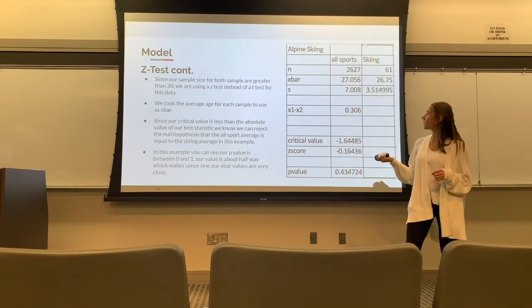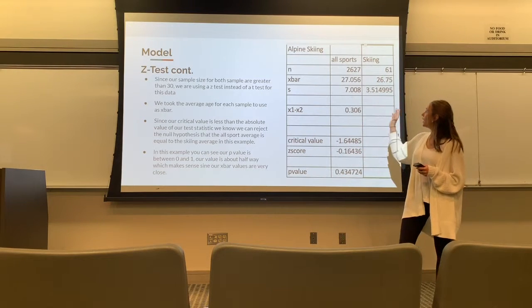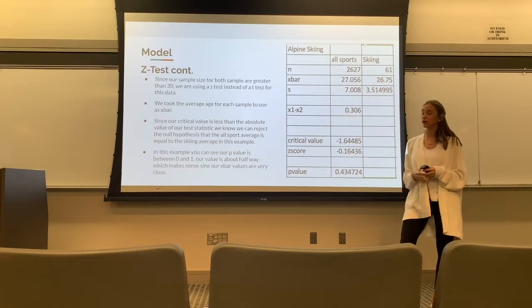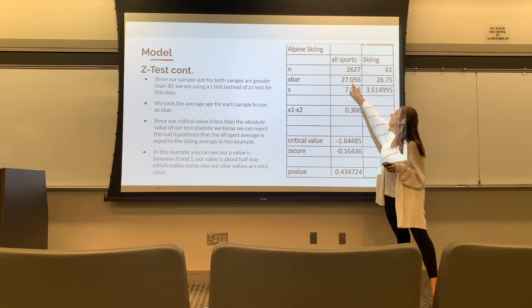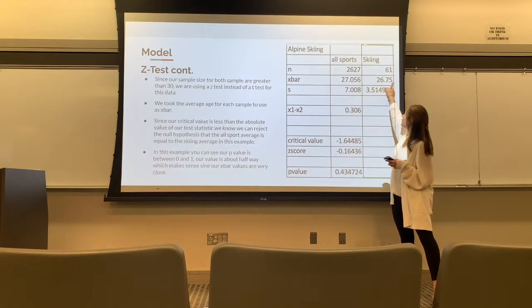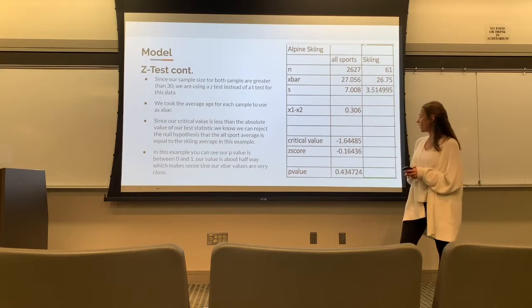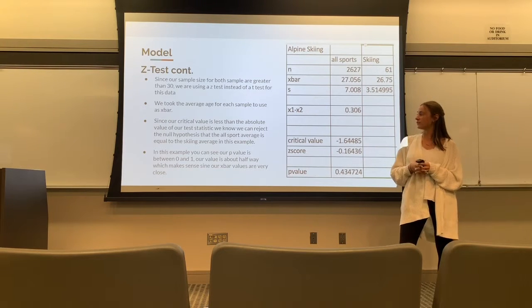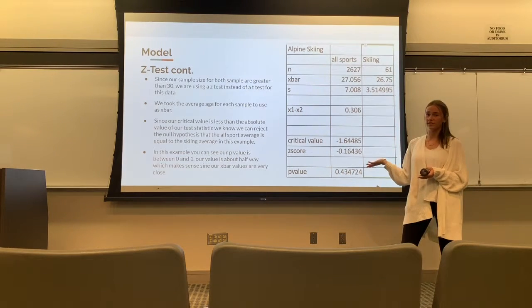Here's a more specific model. We took alpine skiing. Since our sample size for both samples, all sports and skiing, were greater than 30, we used a z-test instead of a t-test for this data. We took the average age for each sample as x bar. So again, all sports was 27.05, and then skiing was 26.75, which as you can see are very similar numbers between these 2 sports. Since our critical value is less than the absolute value of our test statistic, we know we can reject the null hypothesis that all sport average is equal to the skiing average in this example.